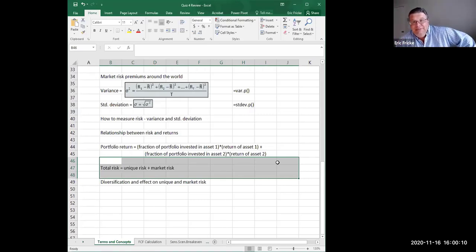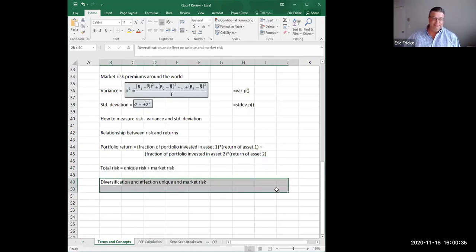So unique risk can be eliminated by diversification. That was the key. So as we add more and more stocks, the unique risk part goes away, but the market risk always stays there. So diversification does not get rid of market risk, but it does get rid of unique risk. That was the end of chapter 11.